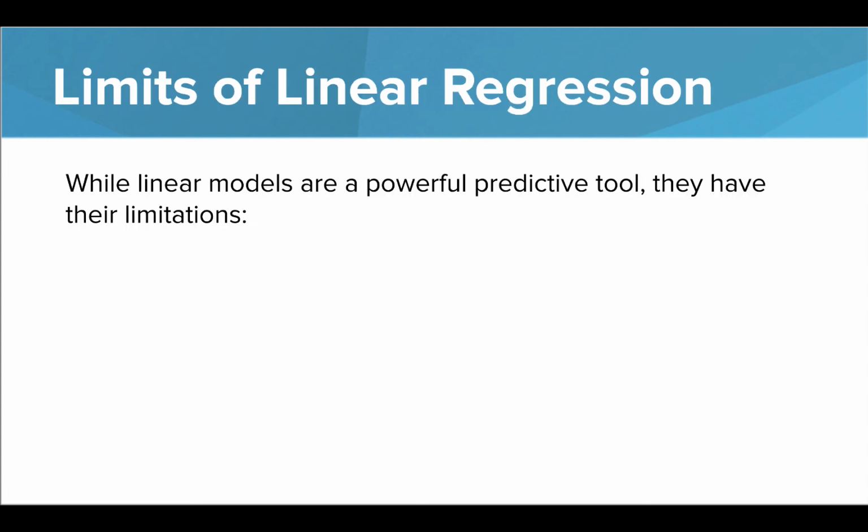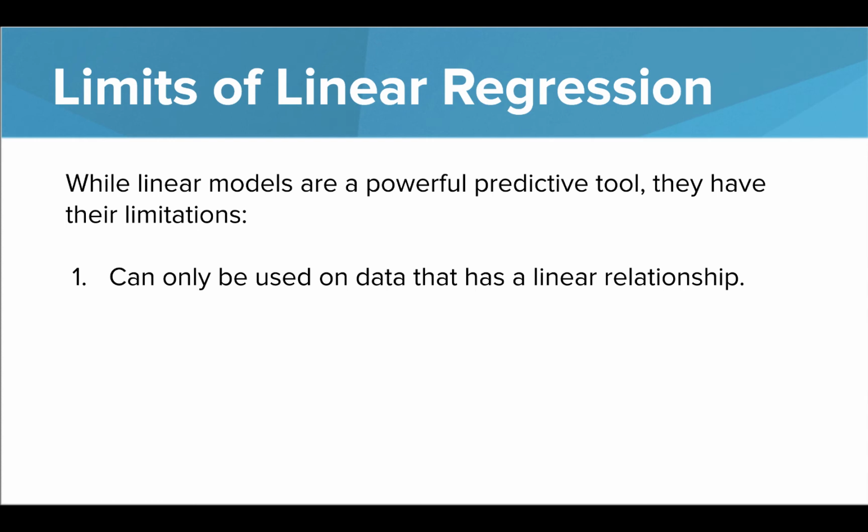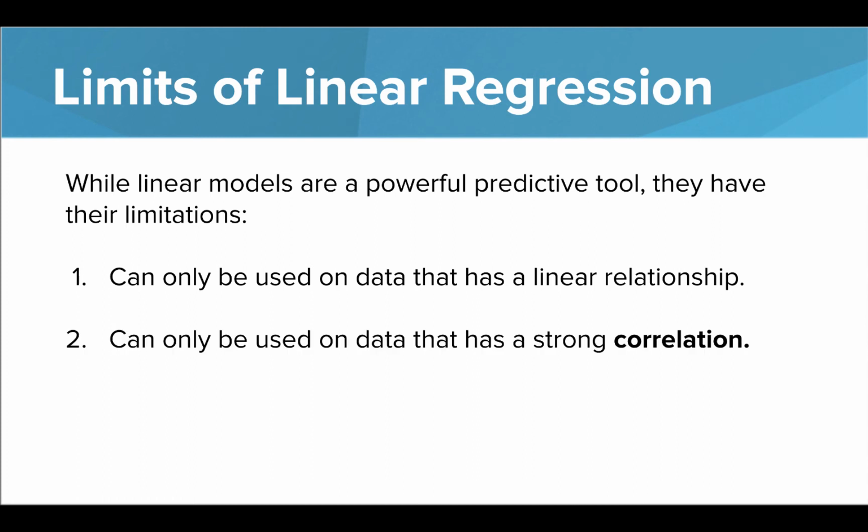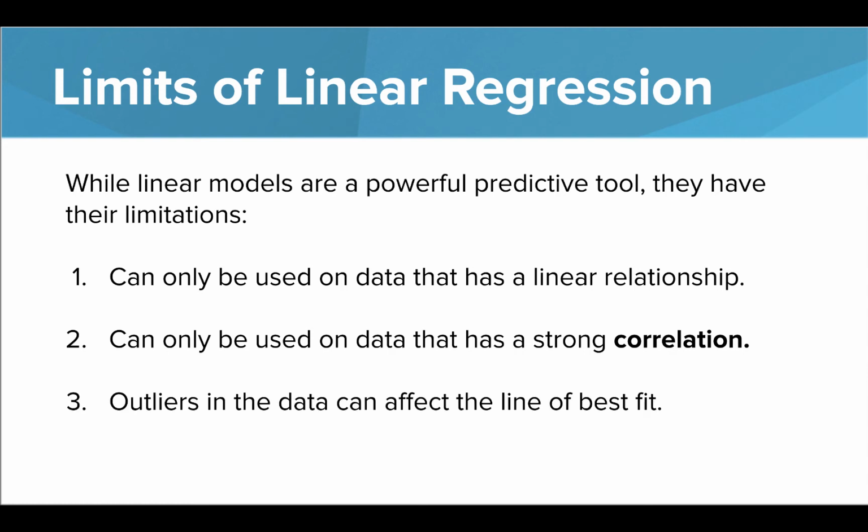While linear models are a powerful predictive tool, they do have some limitations. For one, linear regression can only be used on data that has a linear relationship. That means the independent and dependent variables increase or decrease at similar rates. It also works best on data that has a strong correlation. A linear model will not work well or effectively predict values if there's a low or no correlation between the two variables. And lastly, outliers in the data, or the data points that stray away from a pattern, can impact the line of best fit, causing the accuracy of the model to decrease.